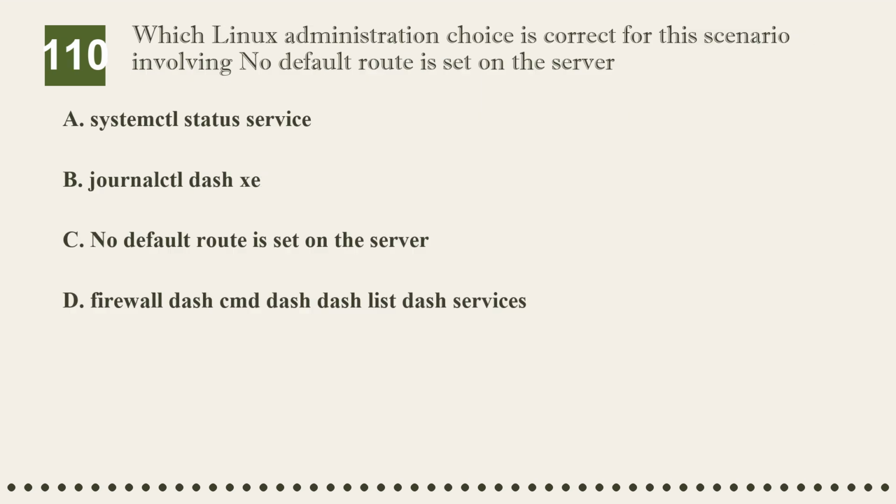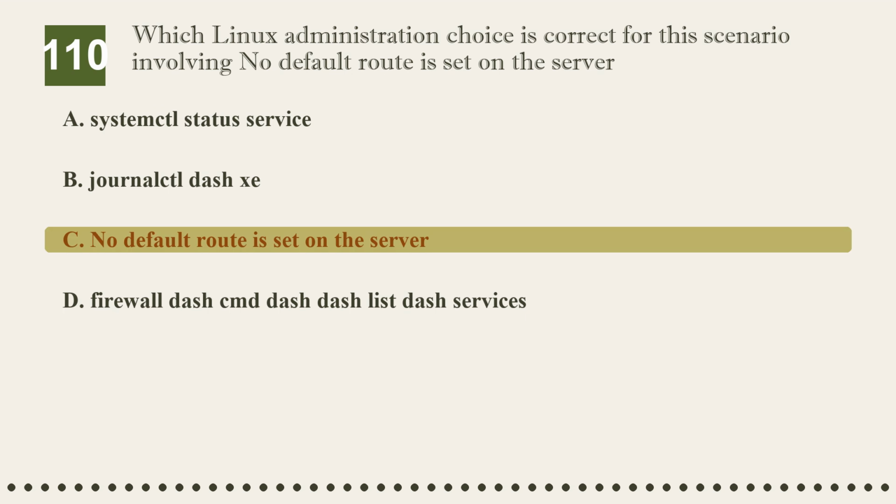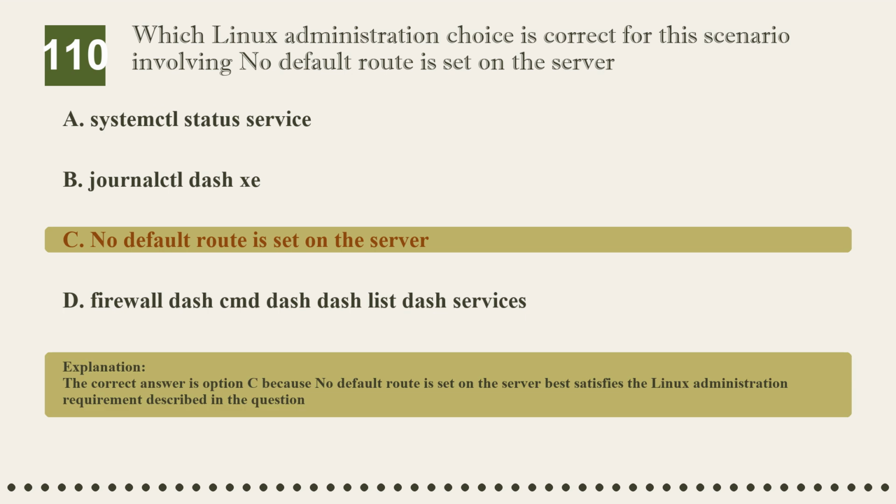Question 110. Which Linux administration choice is correct for this scenario involving no default route set on the server? Option A. System status service. Option B. journal-exe. Option C. No default route is set on the server. Option D. firewall-cmd --list-services. The correct answer is option C. No default route is set on the server. The correct answer is option C because no default route is set on the server best satisfies the Linux administration requirement described in the question.